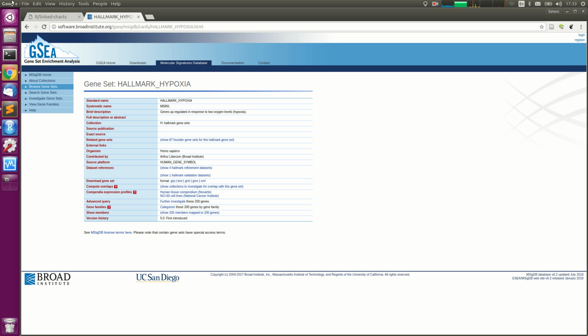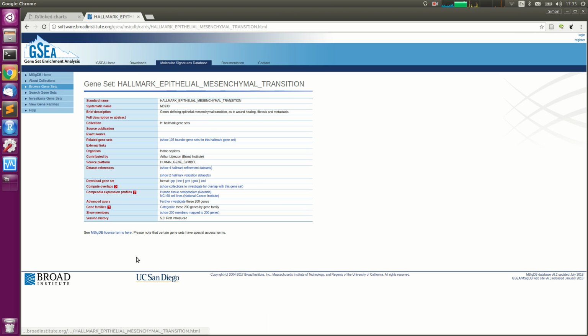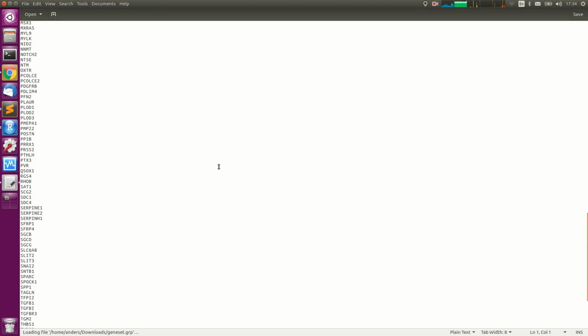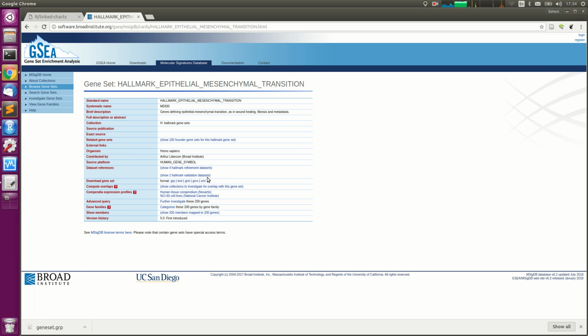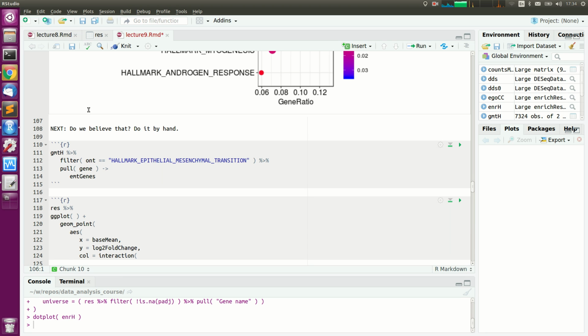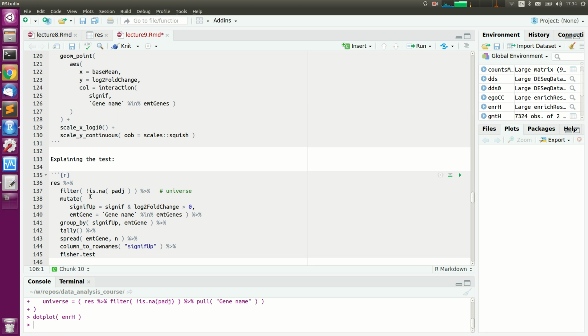What we used here is this list, hallmark EMT, and we have the list of the genes which are somewhere here, I think. If I open this, here are all the genes which are known to change in EMT. And if I now want to do manually what this complicated enricher profile has done, I can do this here.